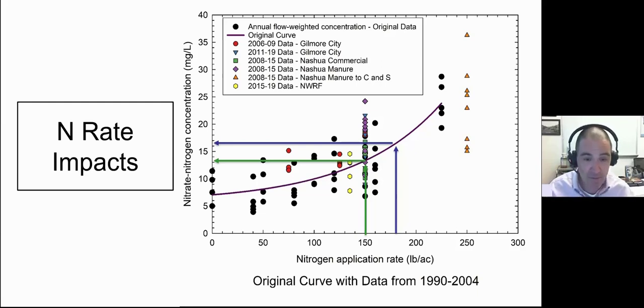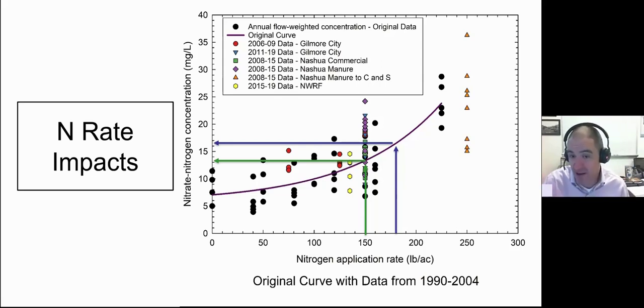So we went from 16.5 to 13.3. Let's look at what percent reduction that is. 16.5 minus 13.3 is a 3.2 milligram per liter reduction out of that 16.5. We have about a 19% reduction in nitrate concentration by reducing that nitrogen application rate, in this case from 180 to 150. So that could help us reduce nitrate loss.